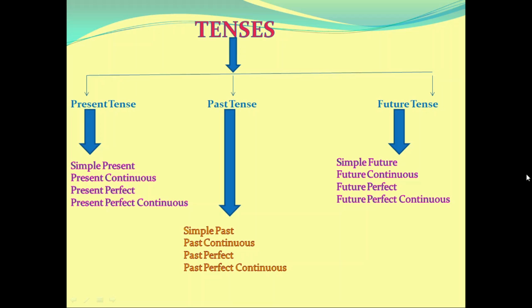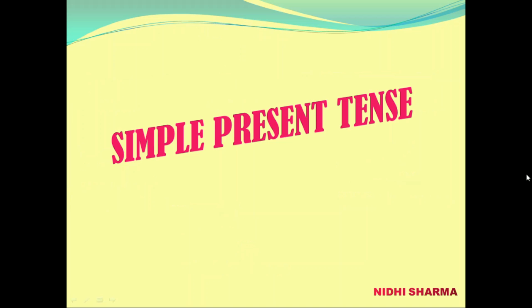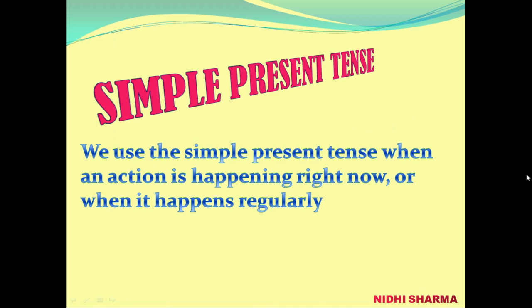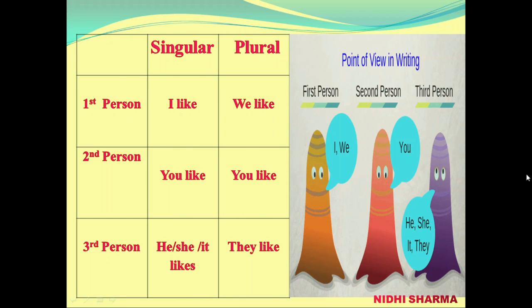Now, in this video, we are going to learn about simple present tense and present continuous tense. Simple present tense. We use the simple present tense when an action is happening right now or when it happens regularly. Depending on the person, the simple present tense is formed by using the root form of the verb or by adding s or es to the end.